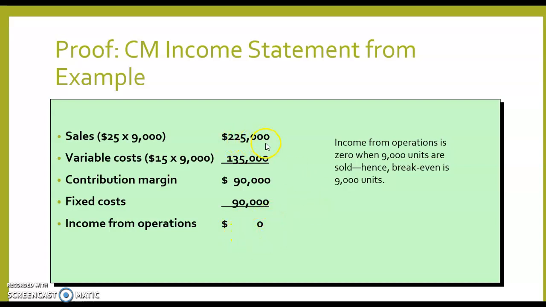By selling $225,000, which is 9,000 units, we will cover all of our costs, but we won't have any extra profit.